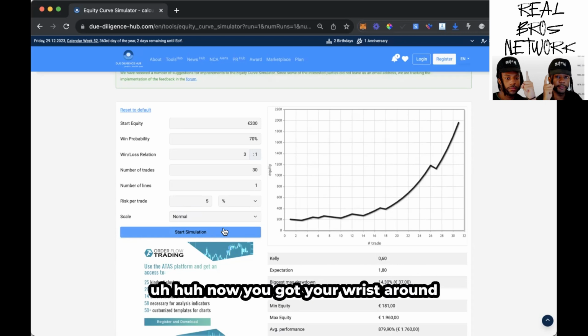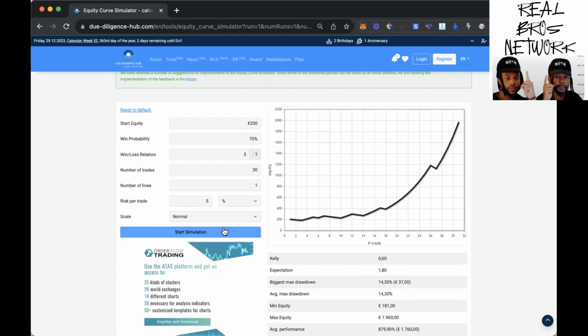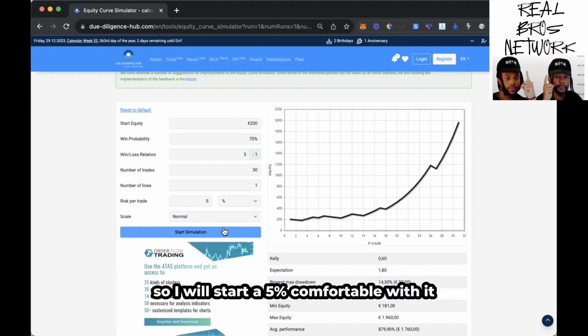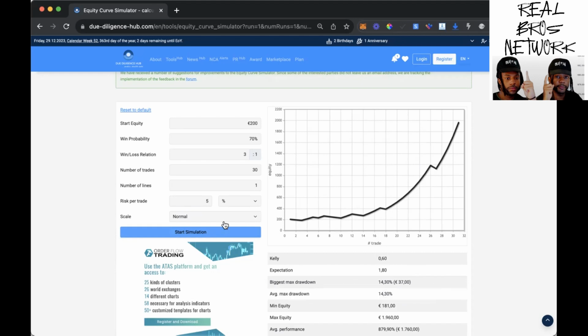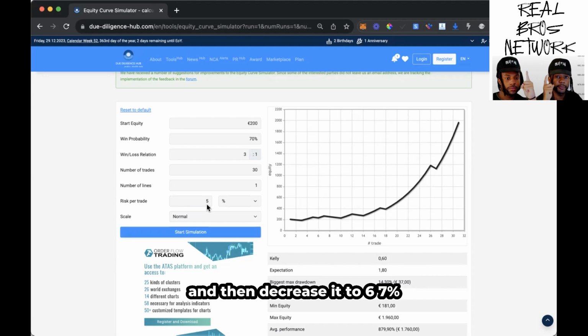Now you've got your risk amount. You know how much you're risking per trade, and you've got your indicator. So I would start with 5%, get comfortable with it, and then increase it to 6-7%. But start off at 5%.